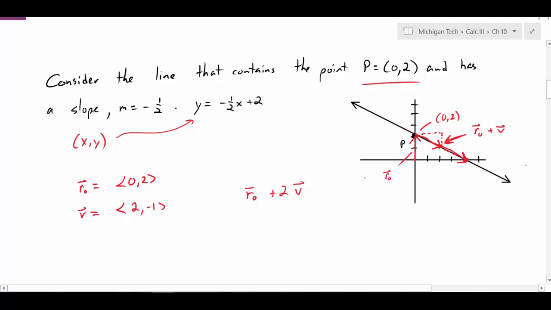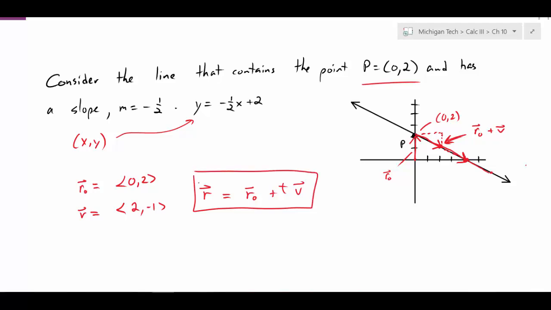And if I change this to 3 times v, I would just get a new point on that line. So what I can see is that if I take r sub 0 plus any number times the vector v, I will find a new point on this line. Therefore I can write this equation, r sub 0 plus t times v, and that would represent all the different points on that line. This is going to be our vector equation for this line.